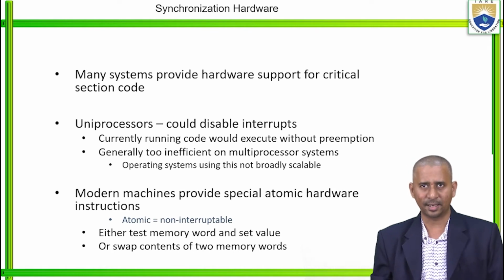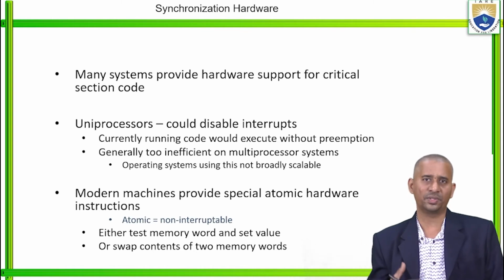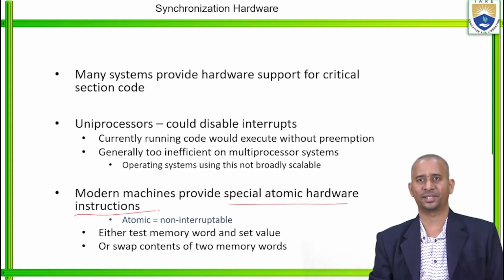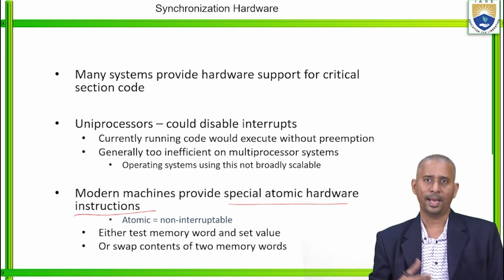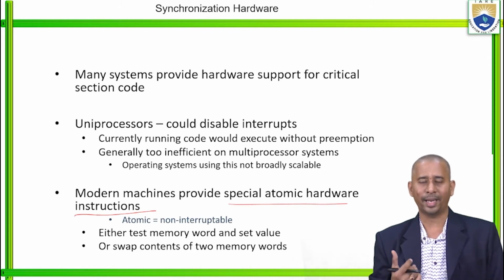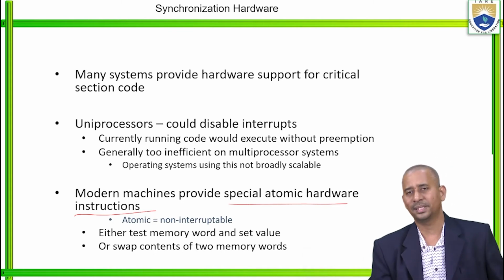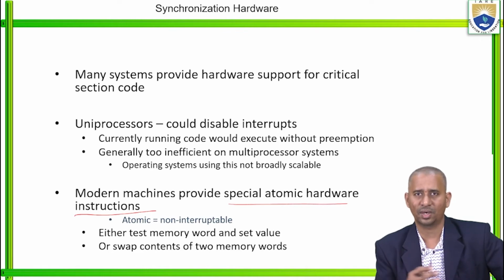So synchronization hardware, that means the operating system using this is not broadly scalable, but the modern machines we are using nowadays provide some special atomic hardware instructions. Special atomic hardware instructions. Right. In modern architectures, atomic means non-interruptible. So what happens here? Either we test a memory word and set its value, or swap the contents of two memory words.